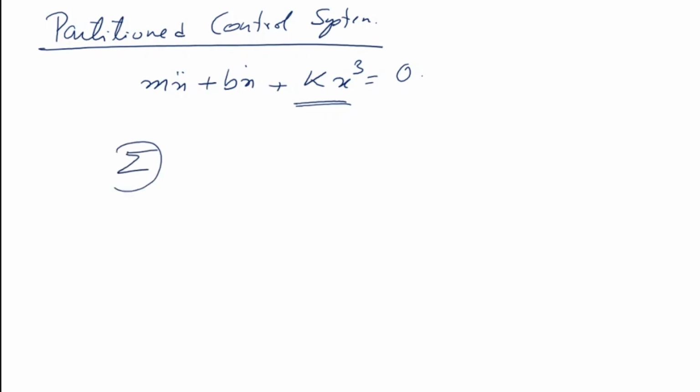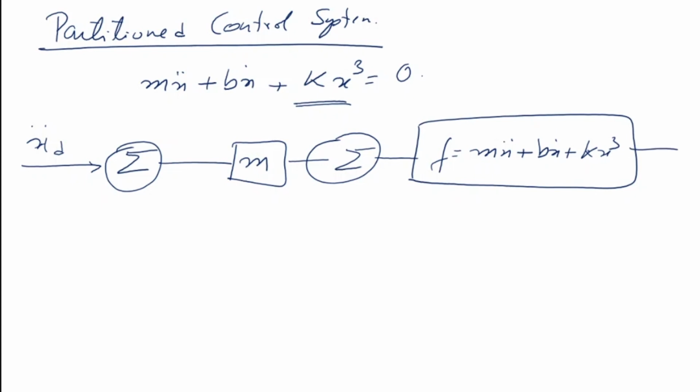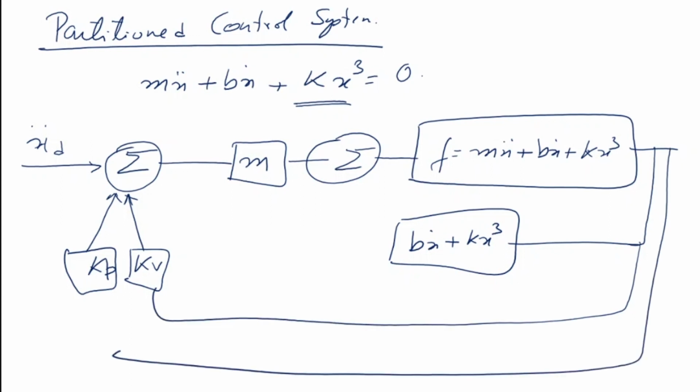We partition it in our partition control system. So this is my x d double dot, here is my m, then this is the summing block which goes into f equal to m x double dot. This is my system equation, b x dot plus k x cubed, and we have a k p and a k v as done before. So basically we are partitioning it.